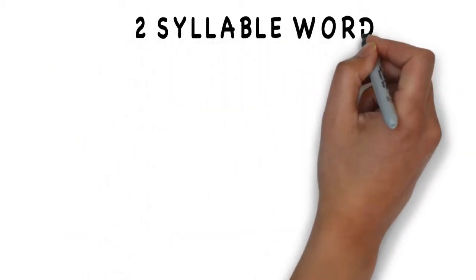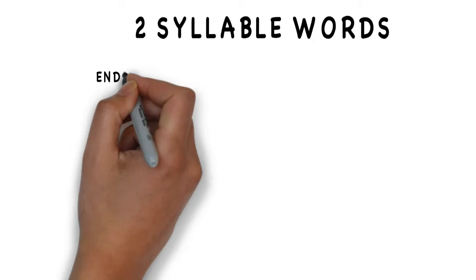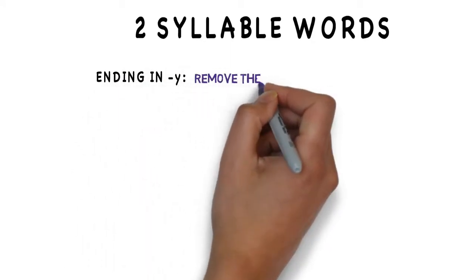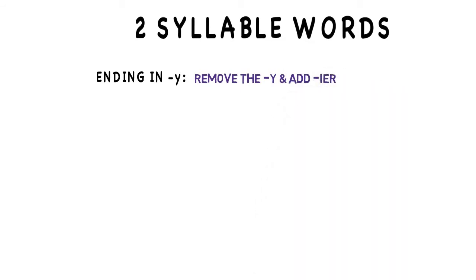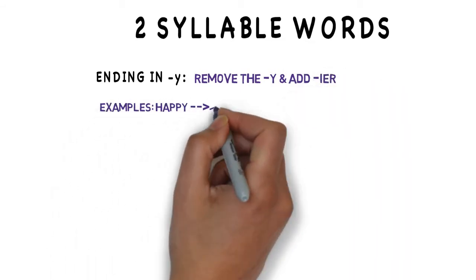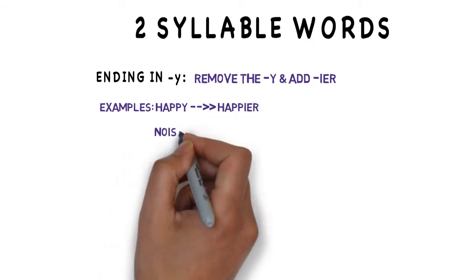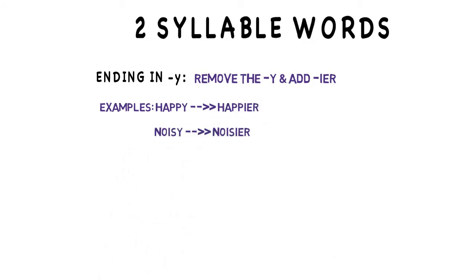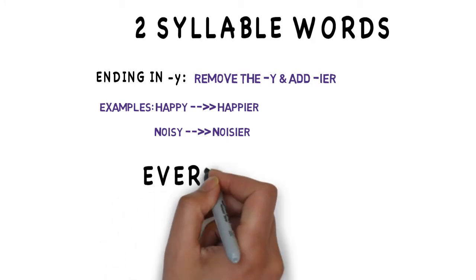Now, let's take a look at the rule for two-syllable words. If the word ends in Y, you just have to remove the Y and then add IER. For example, the word happy becomes happier, and the word noisy becomes noisier.